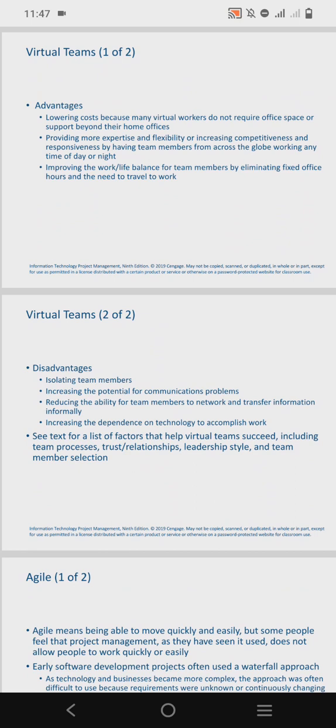Also, there is a reduced ability for team members to network and transfer information informally. When you are meeting physically with other people and have to work in shared spaces, you tend to have more opportunity to network. So this is reduced as a result of working virtually. And then, of course, there is an increased dependence on technology to get work done.